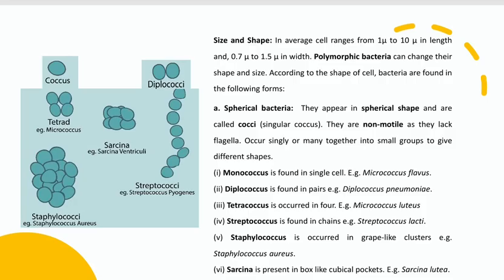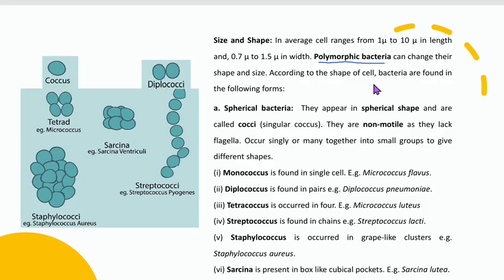And there is polymorphic bacteria grouping. Bacteria generally have a fixed type of shape and size, but some bacteria are able to change their shape and size on the basis of the environment in which they live. That kind of bacteria is called polymorphic bacteria, for example Corynebacterium.